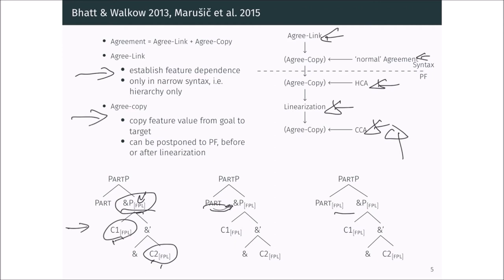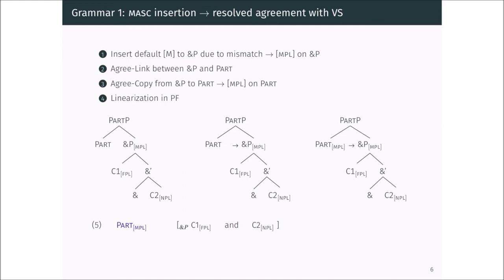The linear approach proposes three grammars, i.e. three strategies, when this happens. The first strategy is masculine insertion. Basically, what you do is you insert a default masculine feature to the NP. So Agree-Link will occur between the NP and the participle, and it will just copy the masculine which is inserted on the NP. And that will give us resolved agreement.